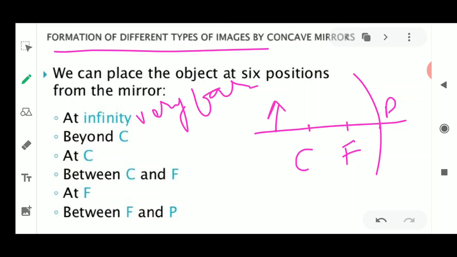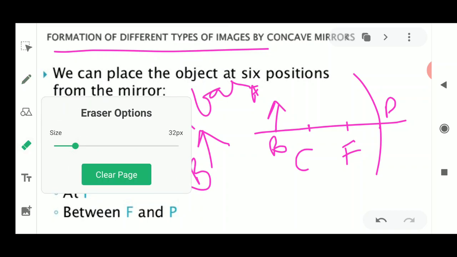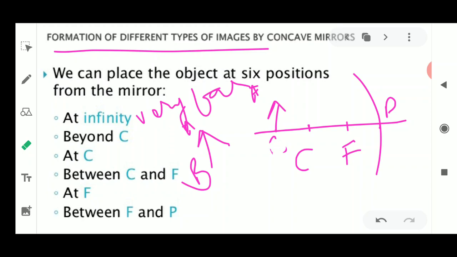You know that the object is always drawn in the form of an arrow, and it will always be kept in an upright position. It will be named A and B. The arrowhead will be named A and the bottom will be named B, or you could write any alphabet you like. This is how the image is made from the light rays coming from this object. So this object is always placed at these 6 positions. The first position is infinity, the second is beyond C, and the third position is at C, at the center of curvature, like this.